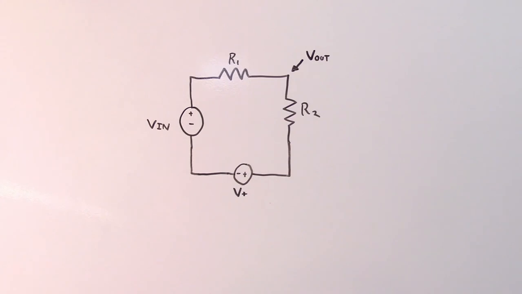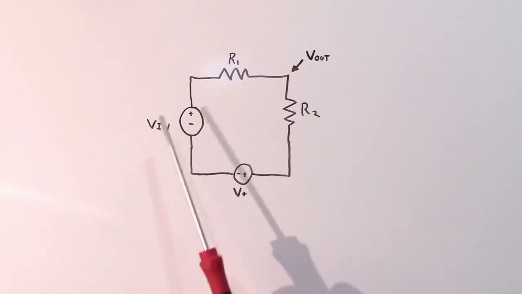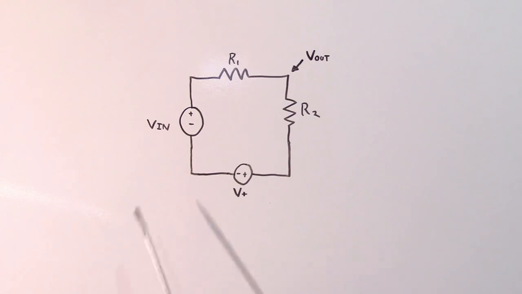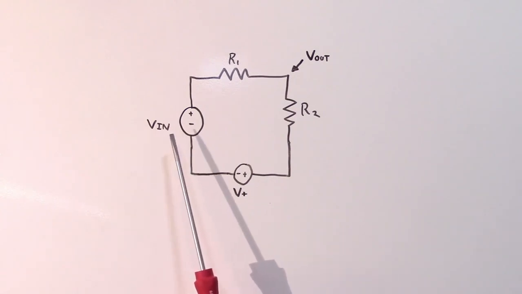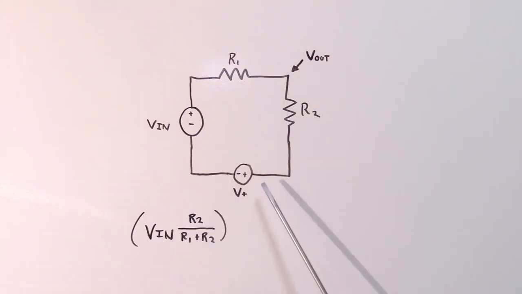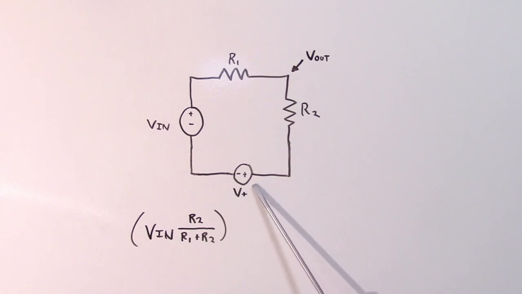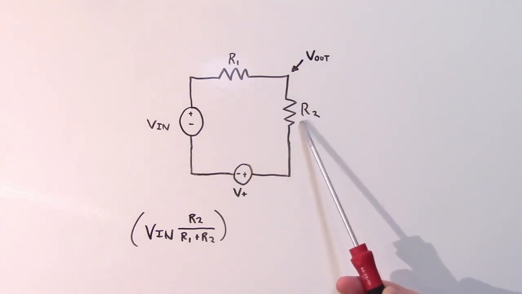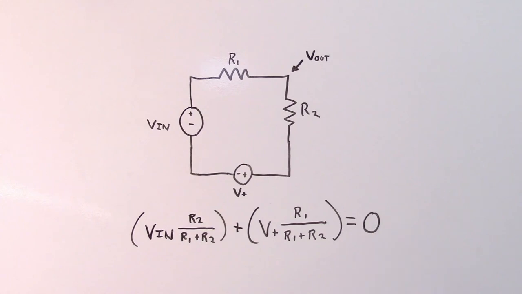Now we can more formally define the trip point of this comparator circuit by saying that when the total sum of voltages connected to the op-amp's inverting input crosses the 0 volt threshold, that's when the op-amp's output will go high. In other words, when Vin multiplied by the voltage divider of R2 over R1 plus R2 is added to V plus, which we were just assuming was 5 volts in our previous examples, times the voltage divider of R1 over R2 plus R1 is equal to 0, that's where our trip point lies.